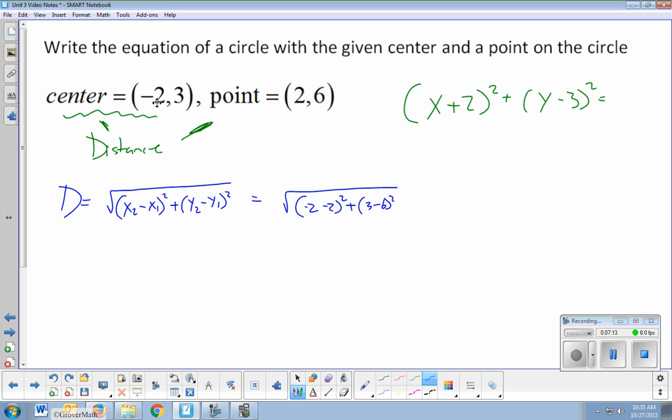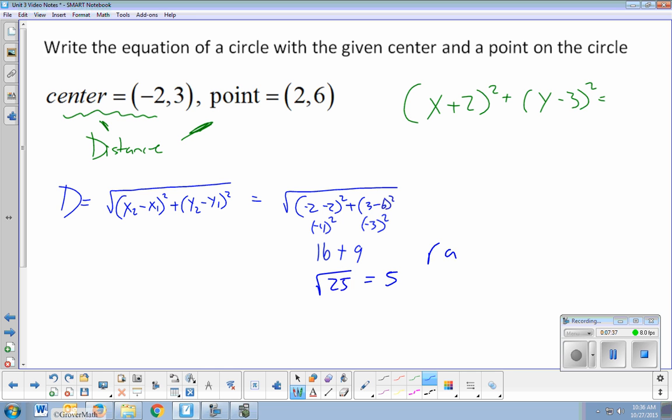The difference between negative 2 and positive 2 is negative 4. It doesn't matter that it's negative because it's going to square positive to 16. The difference between 3 and 6 is negative 3. It doesn't matter that it's negative. It's going to square to positive. 9 and 16 is 25. The square root of all this, the distance between these points is 5.